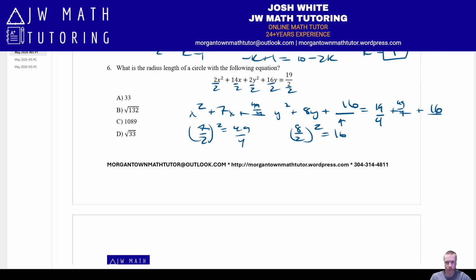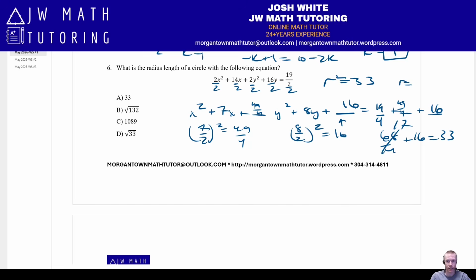So now, what do we get over here? 49 over 4 plus 19 over 4 is 68 over 4, plus 16. 68 over 4 is just 17. So you get 17 plus 16. You get basically 33 as the number on the right side if you put this circle equation into standard form. That's r squared, which means r is just equal to the square root of 33. The correct answer for this one is letter D.